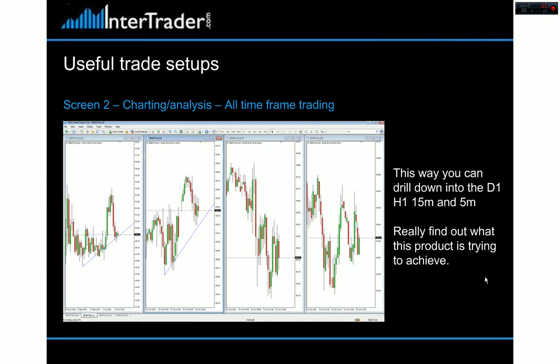If you're looking at one product, look at it on different time frames. Look at daily, hourly, 15-minute, 5-minute. See what that one product is doing on all different time frames. It looks like it's going down on the bigger time frames, but it might be going up in the smaller time frames. Again, get a bigger picture of what suits you.